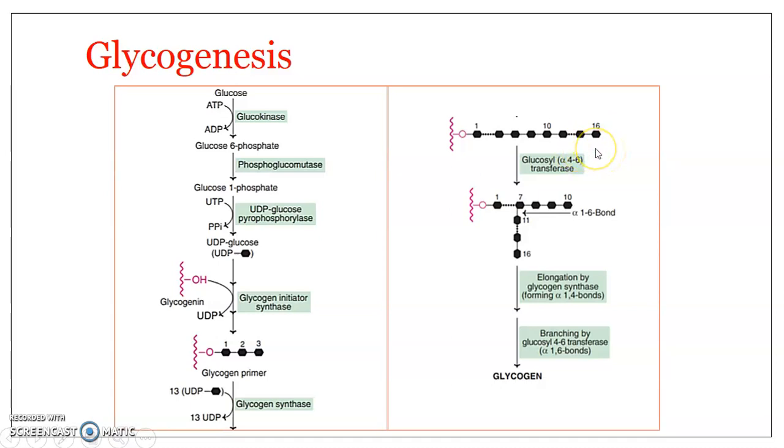Another enzyme comes into play. Actually, this is just a linear chain which is getting produced. But for the synthesis of glycogen, what is needed? A branching has to be developed. And this branching cannot be done by the glycogen synthase. Instead, there is a new enzyme which comes into play for developing the branching, and that is a branching enzyme.